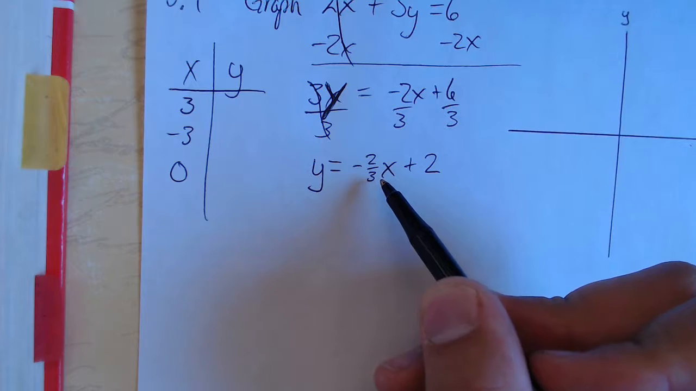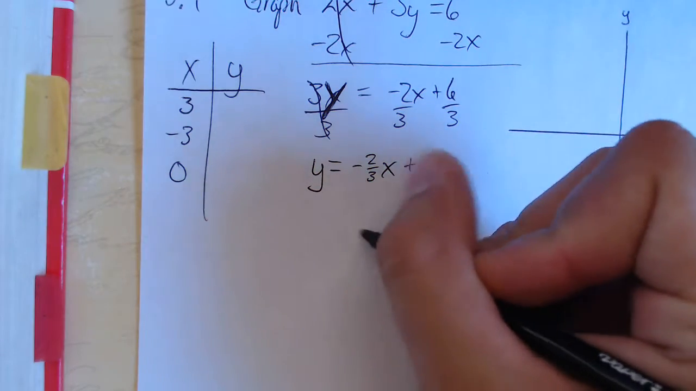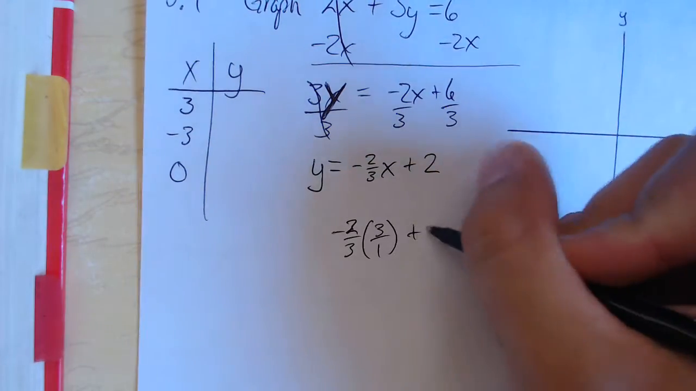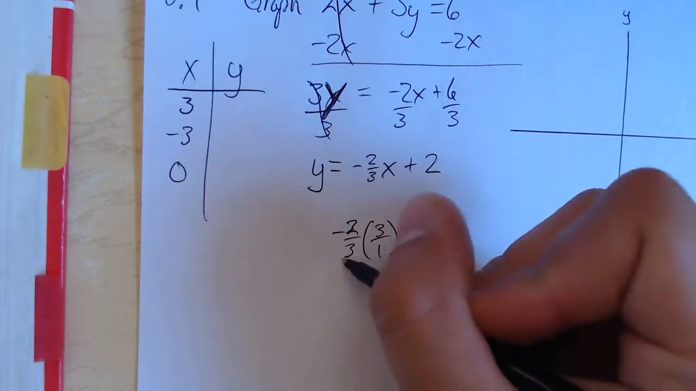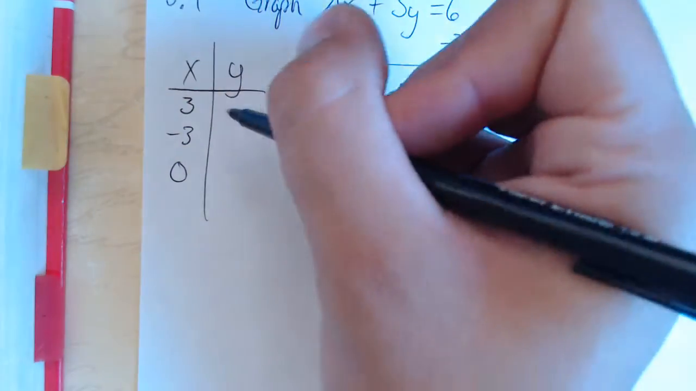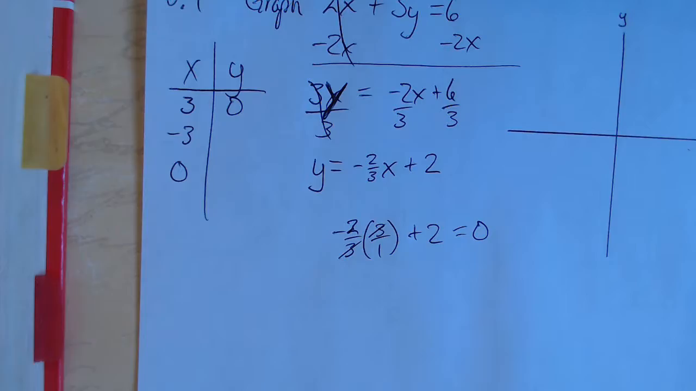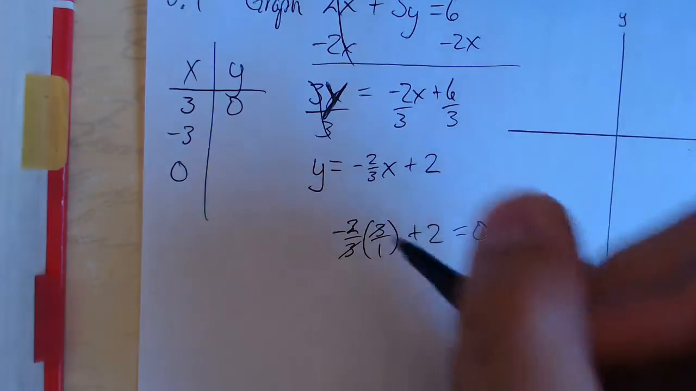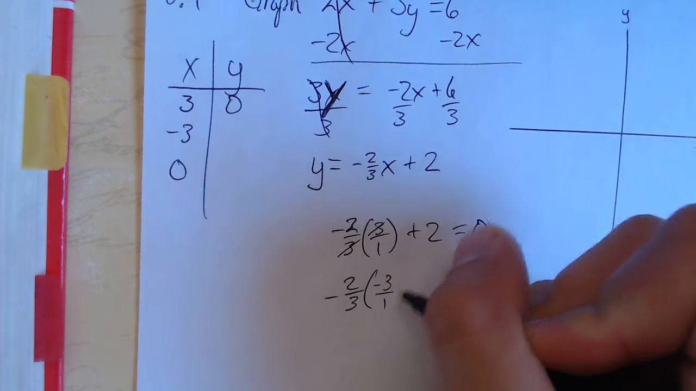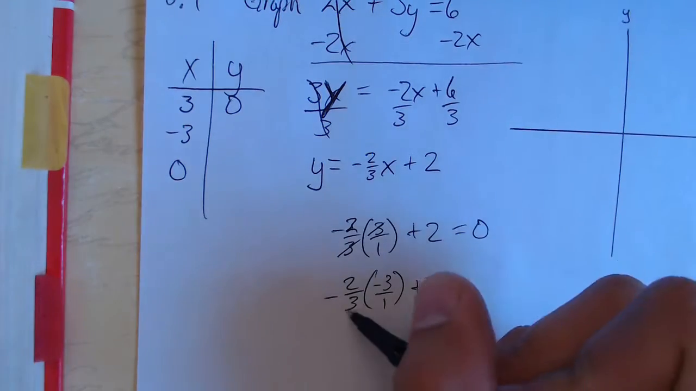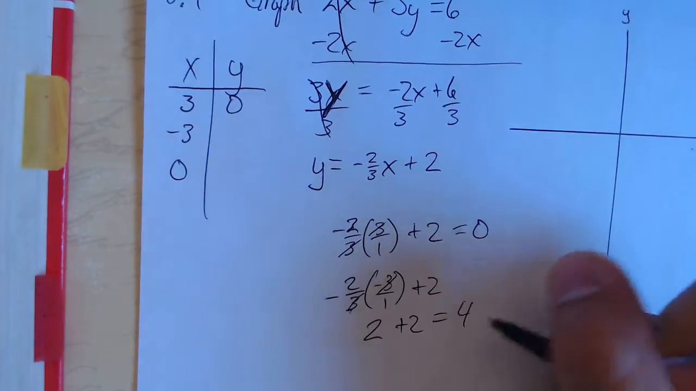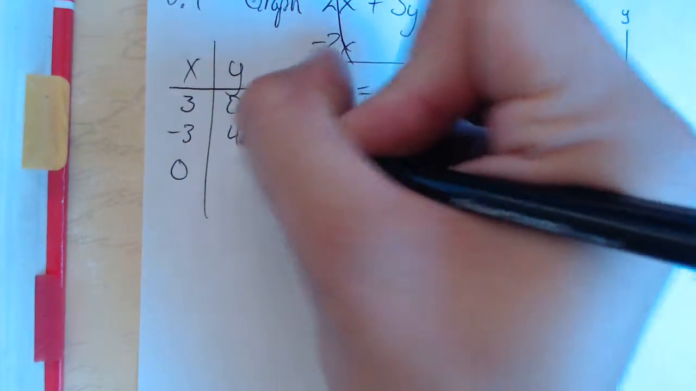So if we plug in a value of positive 3 into this equation, we're going to get negative 2/3 times 3 over 1 plus 2. For positive 3, these will cross cancel. That'll give us negative 2 plus 2, which is equal to 0. So at positive 3, y will equal 0. Next, negative 3, we'll take negative 2 over 3 times negative 3 over 1 plus 2. That's going to cancel, but then the negative times the negative gives us a positive 2 plus 2, which gives us a value of 4. So at negative 3, the graph will read 4.